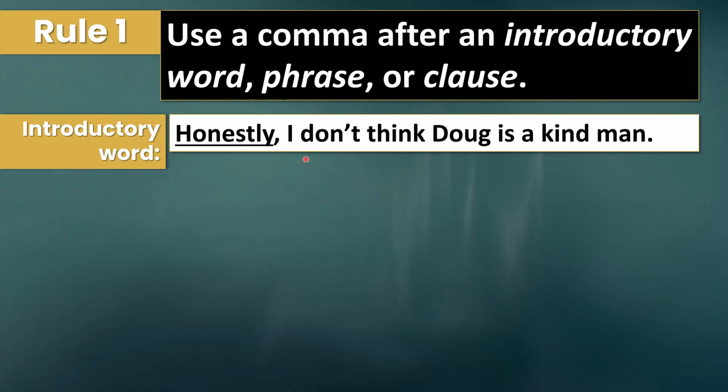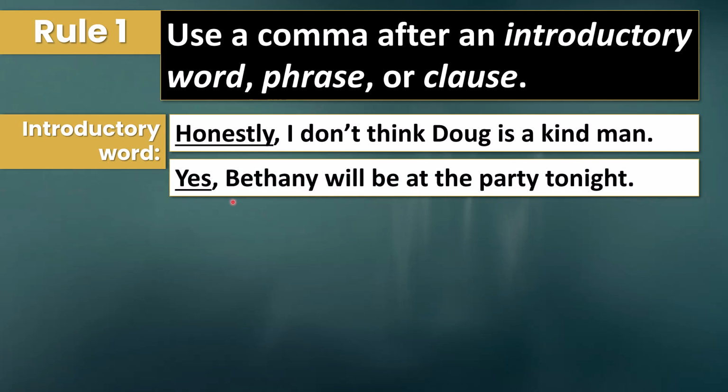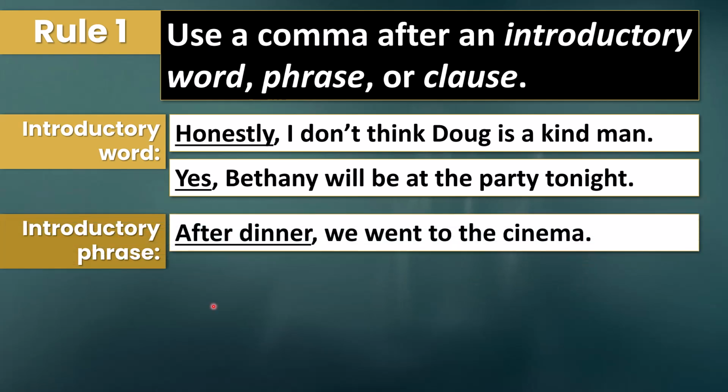Honestly, comma, I don't think Doug is a kind man. Yes, comma, Bethany will be at the party tonight. We also use a comma after an introductory phrase. An introductory phrase is a group of words that doesn't contain both a subject and a verb. It's not a complete sentence, but it gives information like when, where, how, or why something happens.